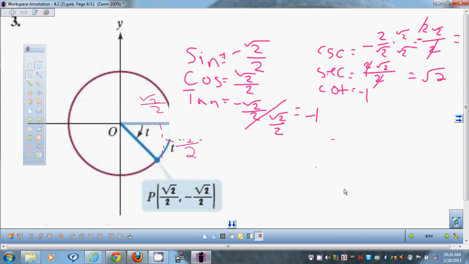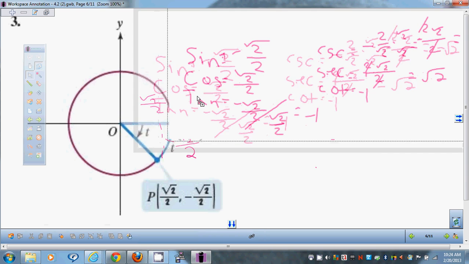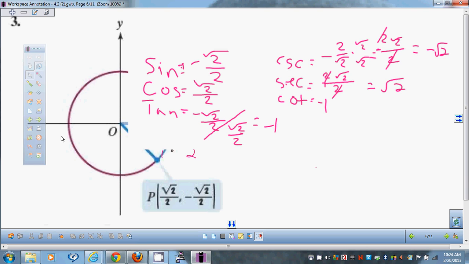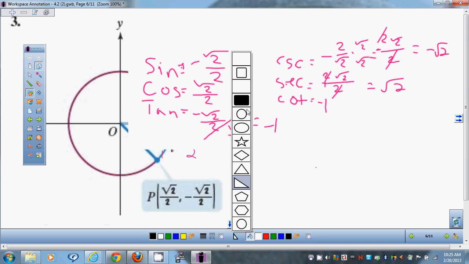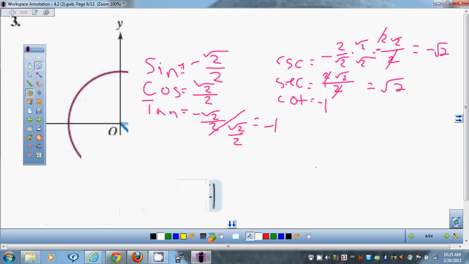It is hard. Let me get rid of all this. Oh no, wrong shape. Okay, questions about how to do coordinates on the unit circle.